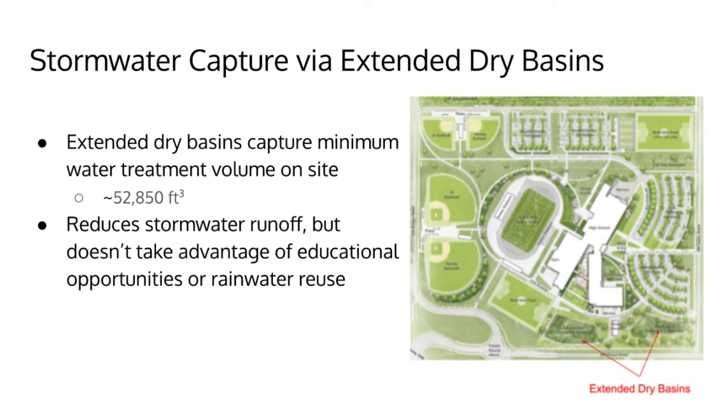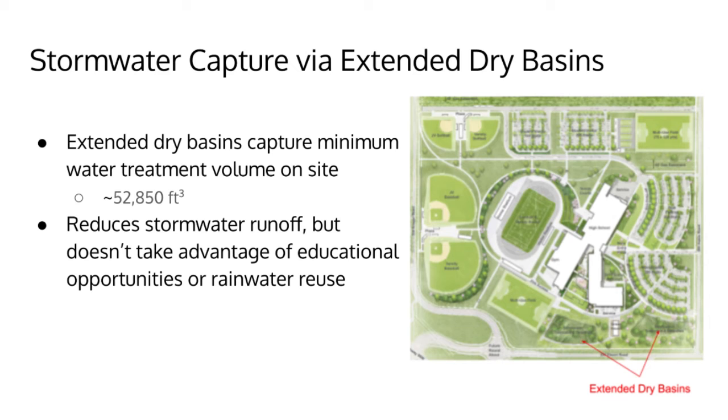Here is the existing plan to manage stormwater at the high school. It consists of extended dry basins at the northeast corner of the site to capture minimum water quality volume and detain the water for the 48-hour drawdown time, as defined by the Clean Water Services Guidelines.